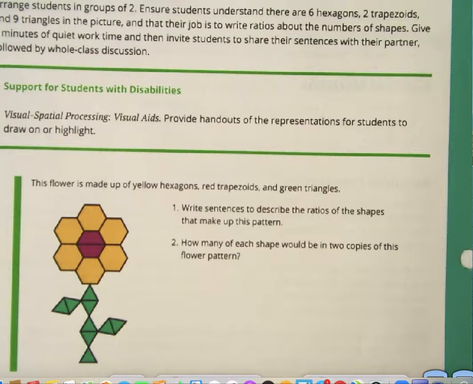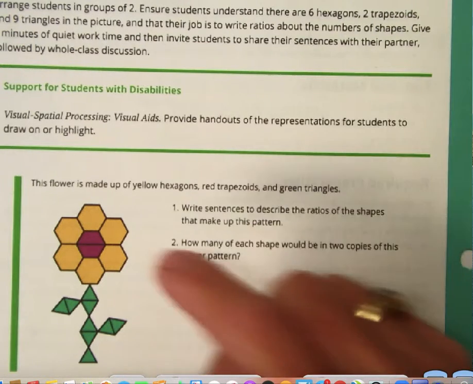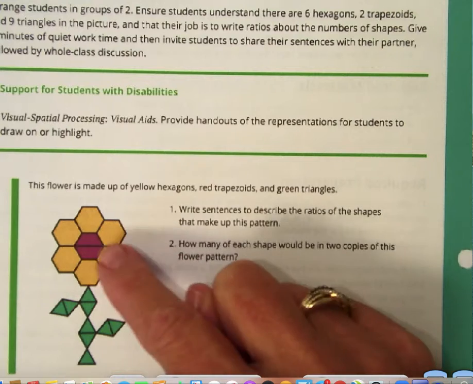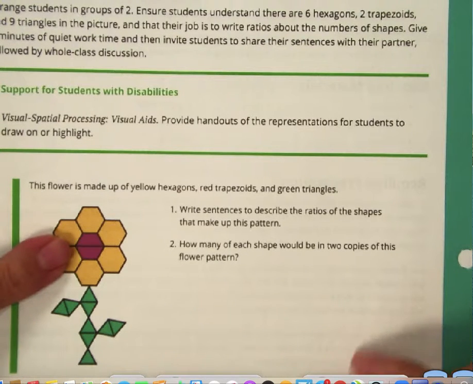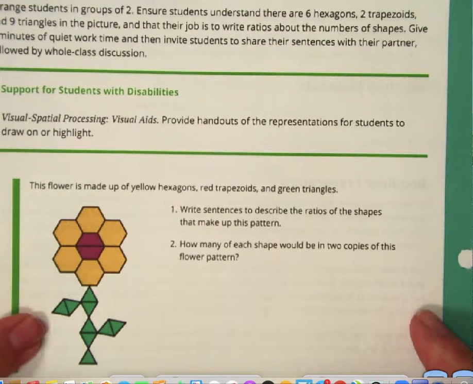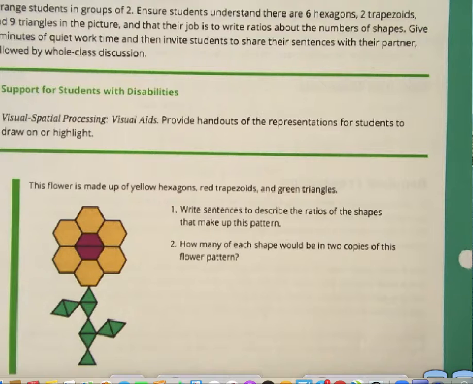Okay? How many hexagons, talking about the yellow again, for each trapezoid? Well, there are 6 hexagons, 2 trapezoids. So 6 to 2 can also be restated as 3 to 1. Ratio of trapezoids to triangles. How many trapezoids? 2. How many triangles? 9. We already talked about that one. So the ratio of hexagons to trapezoids to triangles is going to be 6 to 2 to 9.